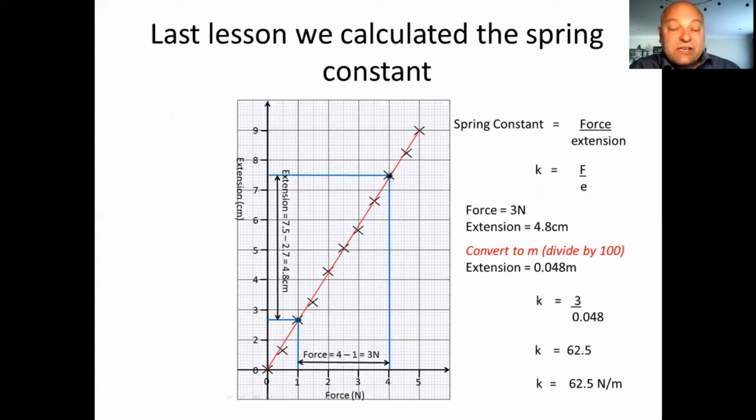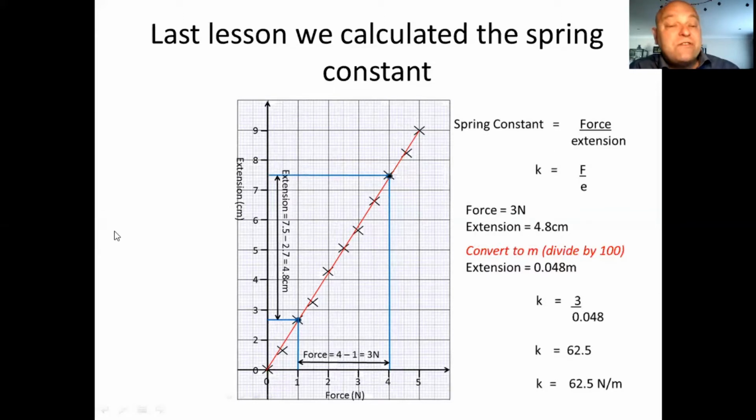Let's recap what we did last lesson then. We collected some data, we plotted our points on a graph, and we were trying to work out the spring constant. We're doing this from our graph by picking a couple of points, working out the difference in force and the difference in extension, plugging those numbers into our equation. K, which is the spring constant, is force, F divided by E, extension. The only little tricky bit we sometimes had in there is we very often had extension in centimeters and we needed to convert it into meters. But that's how we calculated the spring constant.